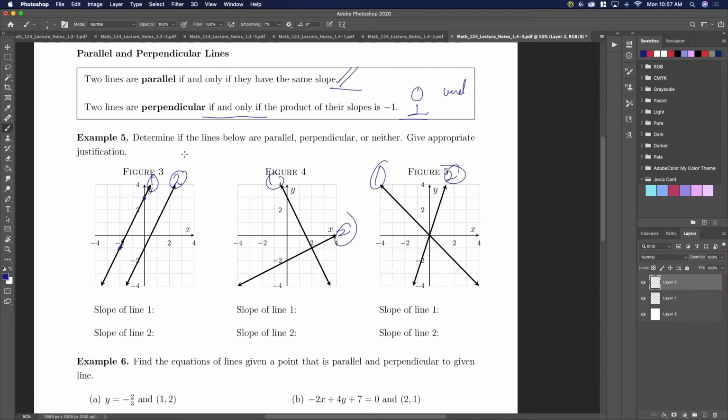Now, could we calculate it via points? Yeah, sure. Do we need to? No. So I'm going to go over 1, 2, and I'm going to go up 1, 2, 3, 4. So this has a slope of 2. I'm going to choose this point and this point. I'm going to go over 1 and up 1. So this also has a slope of 2, or over 1 and up 2. So since these have the same slope, these lines are parallel.